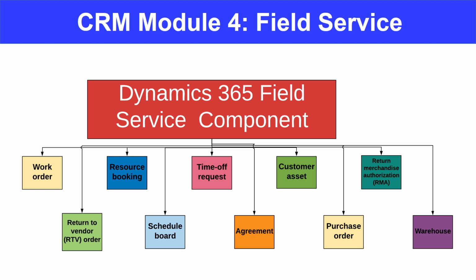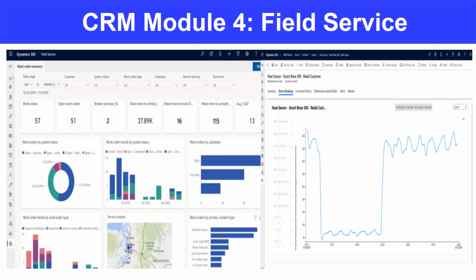Warehouse. A warehouse is a physical location where inventory is stocked. A warehouse doesn't necessarily have to be a warehouse building. It can be a van, a truck, a room in an office building, or any place you want to isolate inventory for managing it more effectively. You can see the work order page we see after login to the field service module.